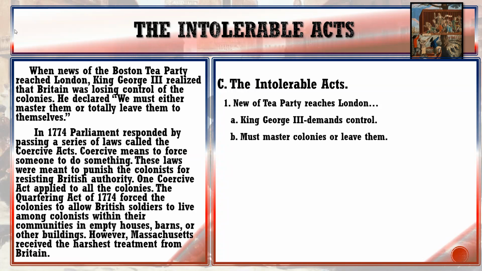Okay, now the next paragraph is a little more detailed. In 1774, Parliament responded by passing a series of laws called the Coercive Acts. That doesn't sound good. Coercive means to force someone to do something. These laws were meant to punish the colonists for resisting British authority. One Coercive Act applied to all the colonies. The Quartering Act of 1774 forced the colonies to allow British soldiers to live among colonists rather than within their own communities, in empty houses, barns, or other buildings. How about that, right? However, Massachusetts received the harshest treatment from Britain.